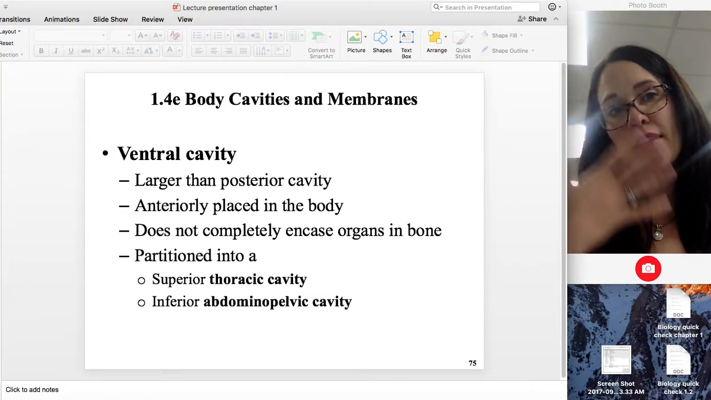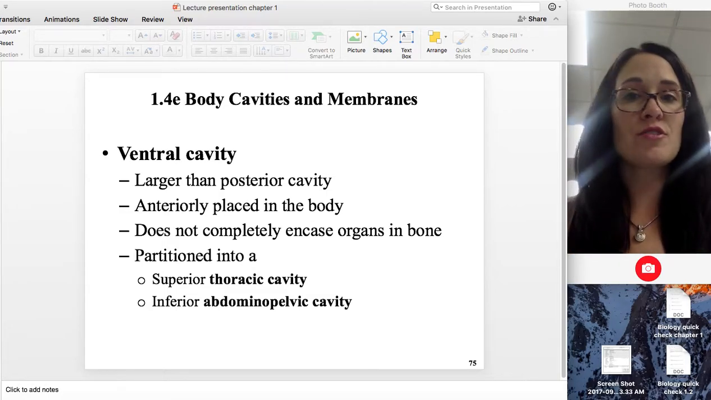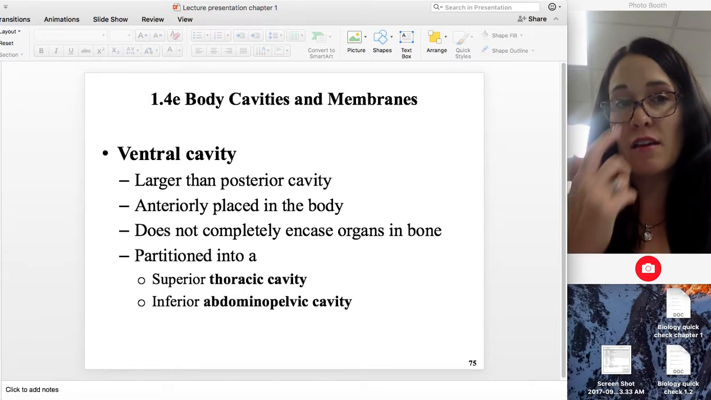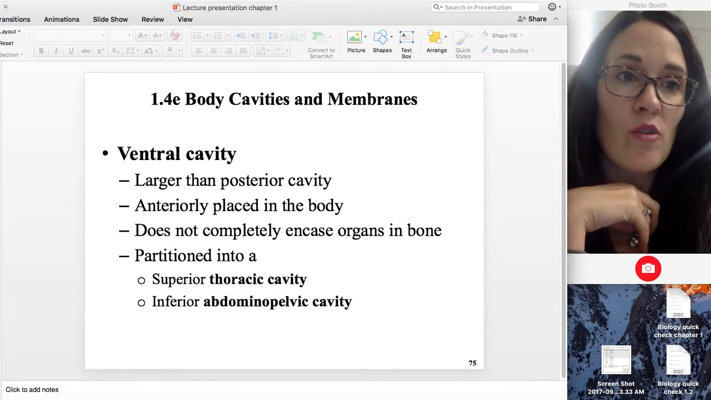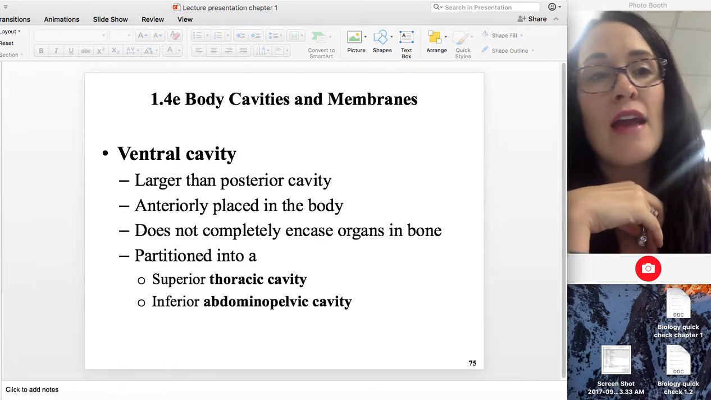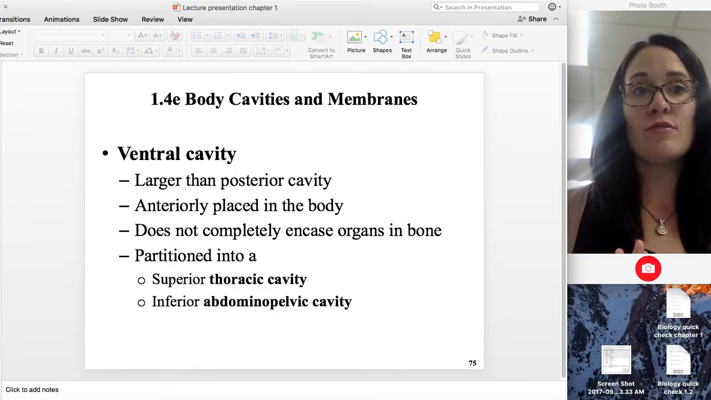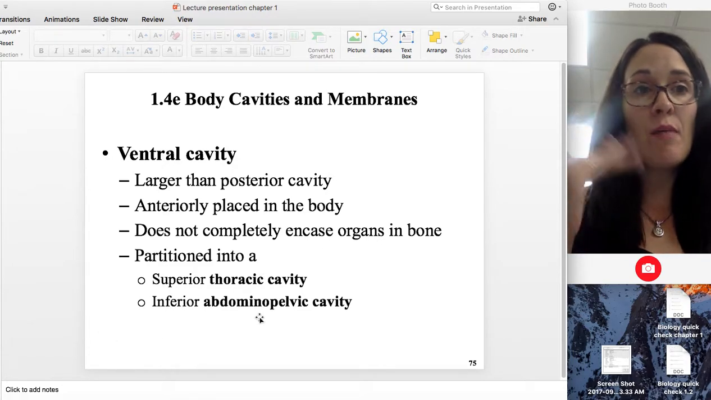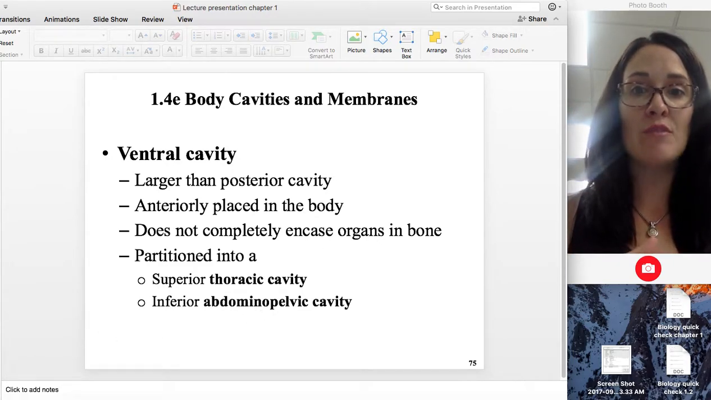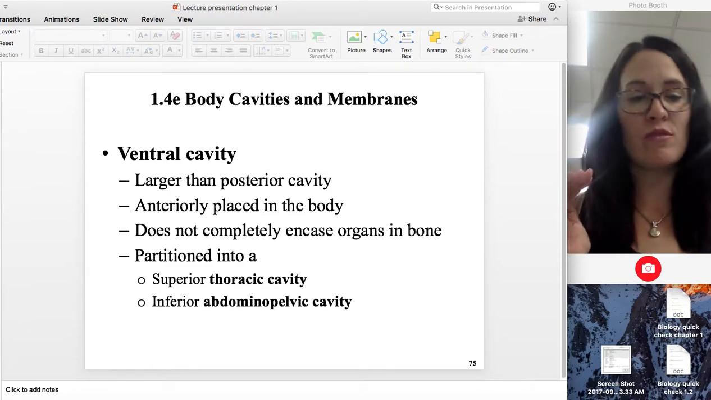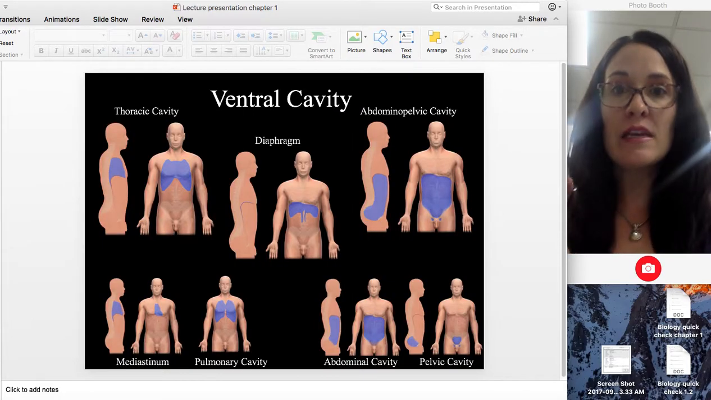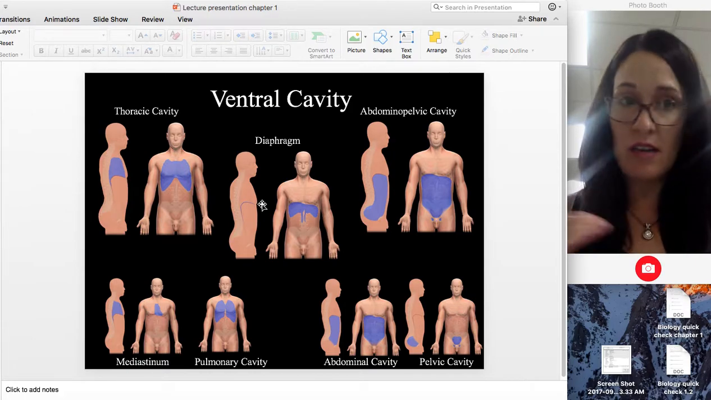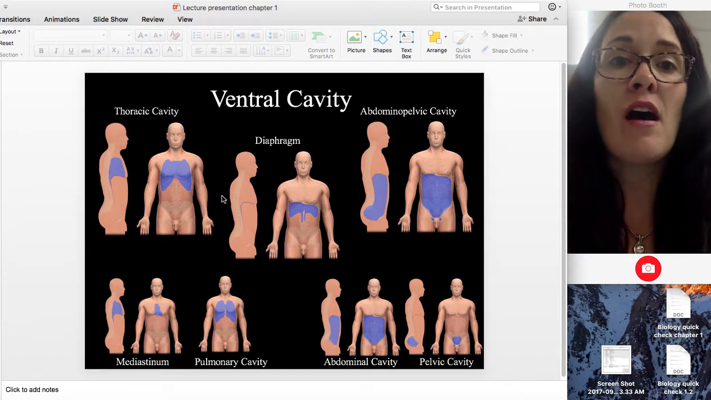So now the ventral side, the anterior side of the body, it's larger, but it doesn't completely encase or surround the organs within it with bone. And it can be subdivided into above the diaphragm, which is your thoracic cavity, and below the diaphragm, which is your abdominopelvic, which is a very fun word to use. And this is, again, great images of where they are.